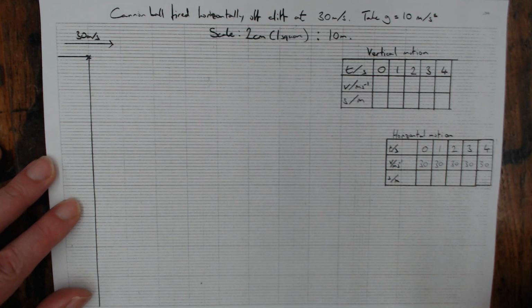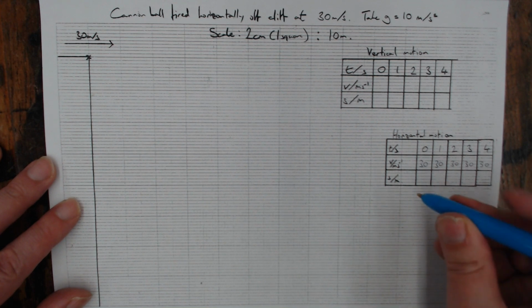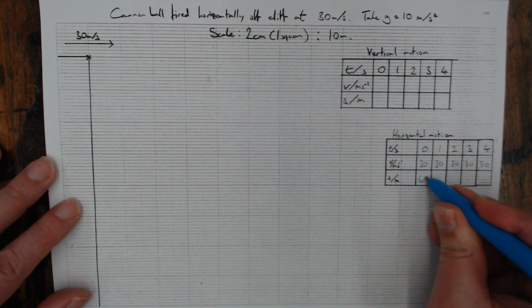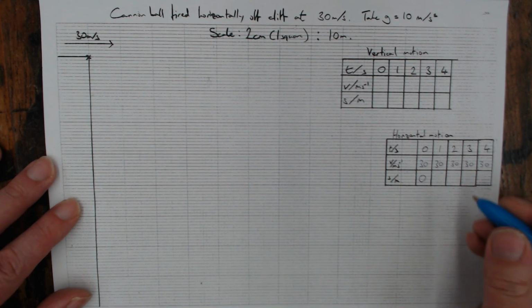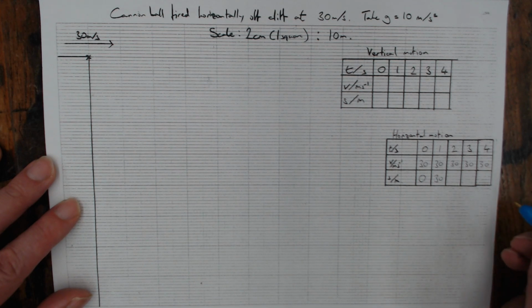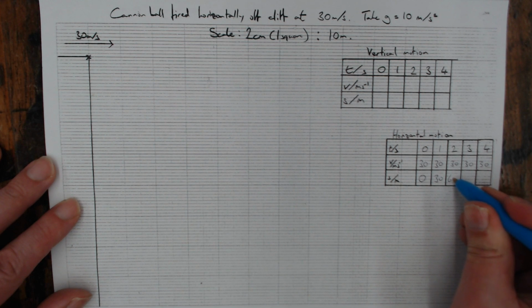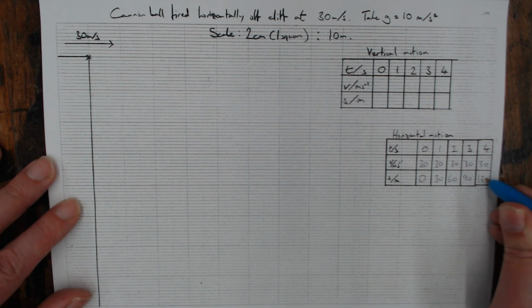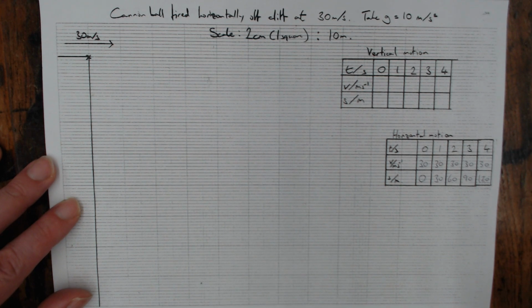And now, what about its displacement in the horizontal direction, the horizontal component of displacement? Well, at the start, it's got 0 horizontal displacement, but then we go 30 after 1 second, 30 meters, after 2 seconds, 60 meters, after 3 seconds, 90 meters, and after 4 seconds, 120 meters. Not too scary, hopefully. Okay, what about the vertical motion?